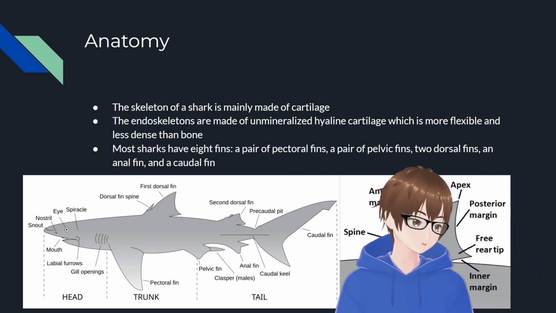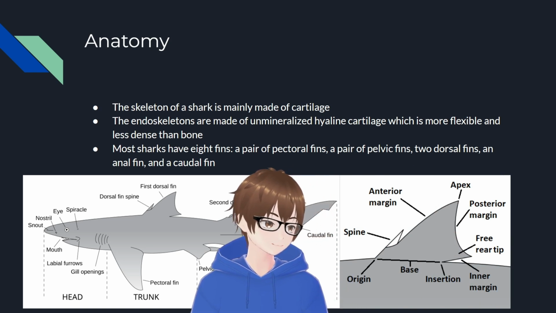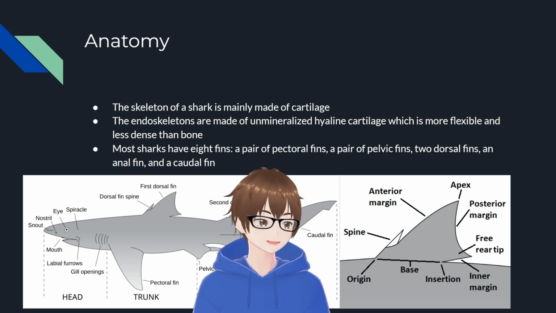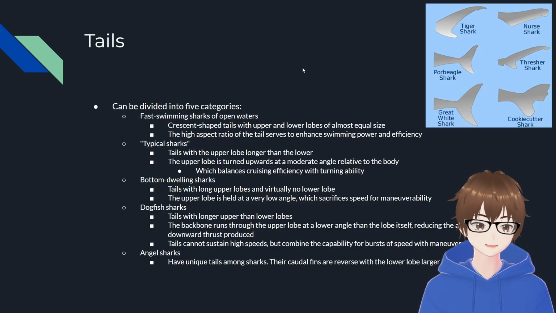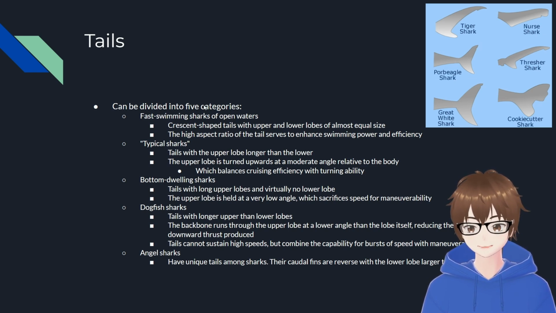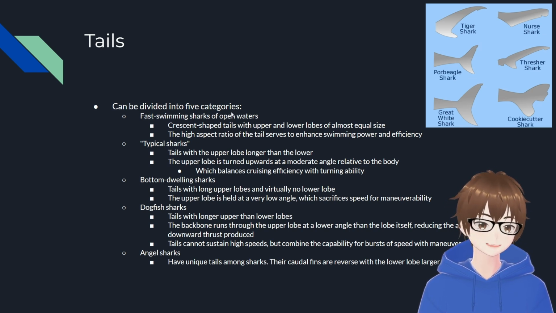And then if you want to look even closer at the fins, we have a picture here of the dorsal fin that has a little bit more in-depth anatomy to it. So their tails are actually very, very different depending on species, and the tails can be divided into 5 categories.